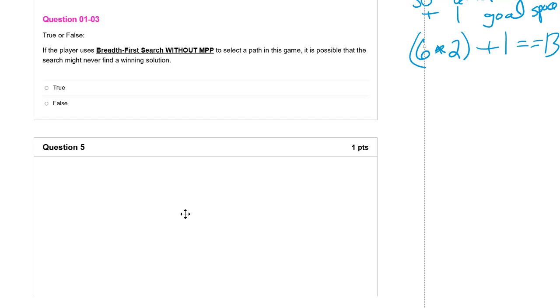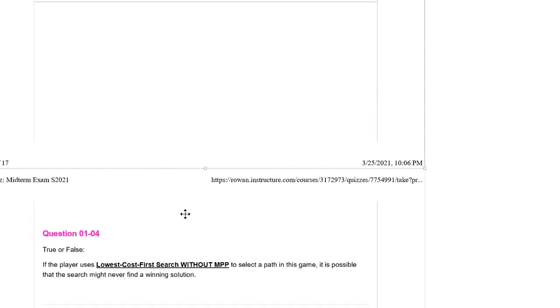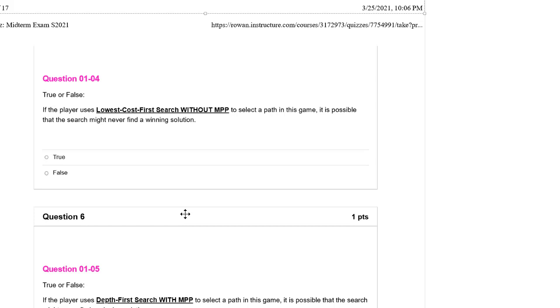We didn't talk about any cost to the paths, we didn't say there was any distinction between the costs of the different moves, flip versus move. Here, the player uses lowest cost first. Is it possible that the search might never find a winning solution? Again, the answer is no, it's not possible for lowest cost first search, because you're looking at your path length again, and because we haven't specified anything about how we're computing cost except for the number of moves, that is also false.